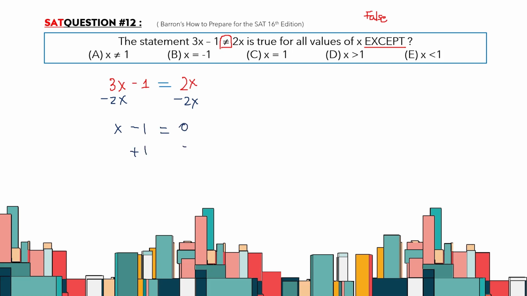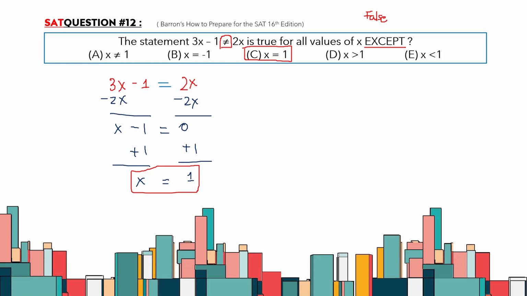Then plus 1 on both sides. We'll have x equal 1. So x equal 1 will make the statement false. So C is the right answer. We can check each of the answer choices.